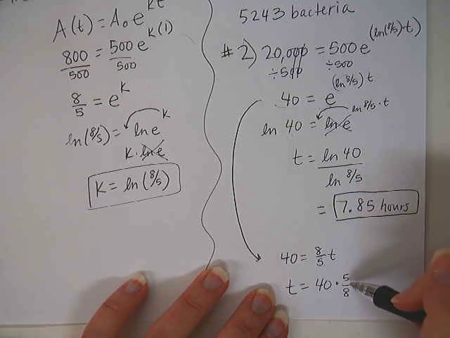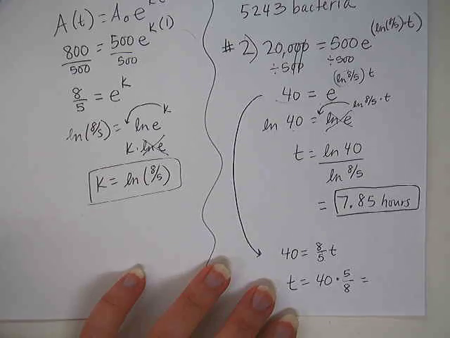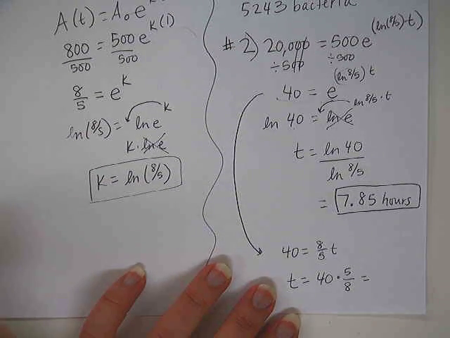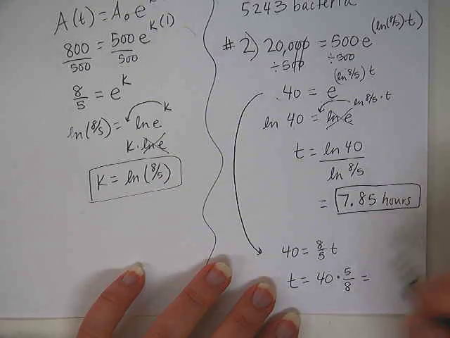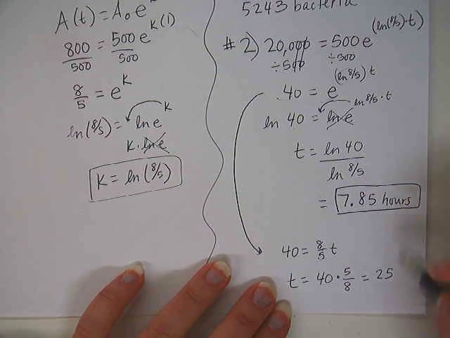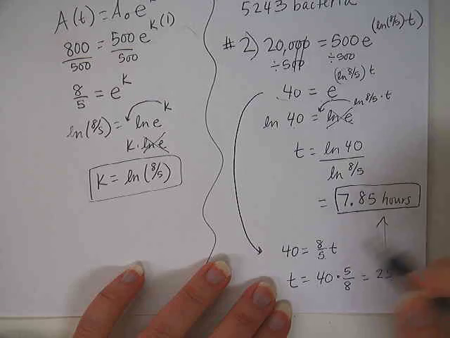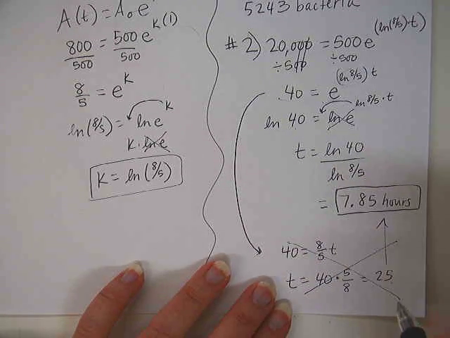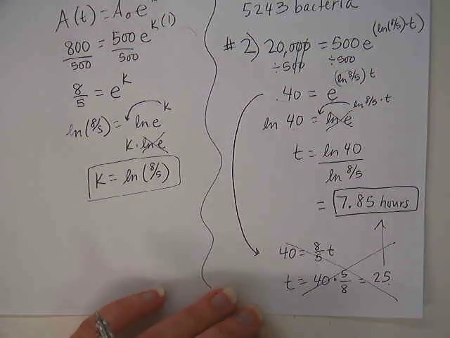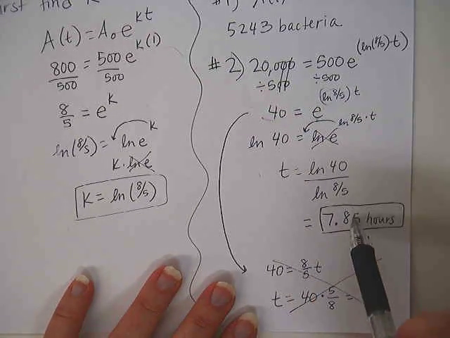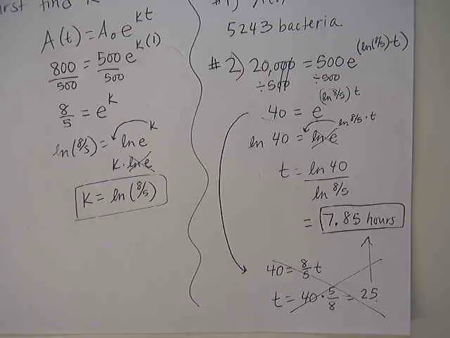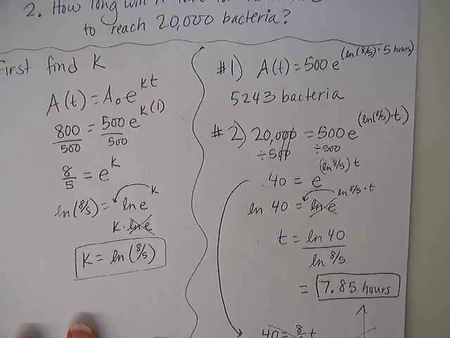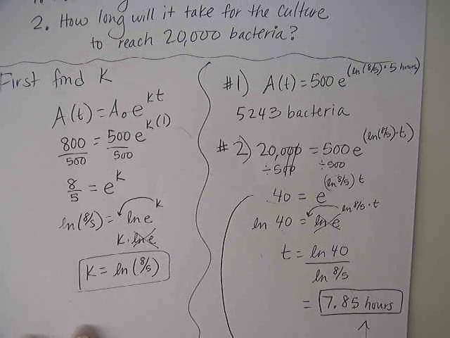So now the question is, will t equal 40 times 5/8? Because if I'm dividing by 8/5, it turns into 5/8. So let's see, 40 times 5 divided by 8, and we get 25. That is not the same answer as that, so I must be thinking wrong somehow. I'm going to have to look into this further, because I think there might be a shortcut. But we know it works this way because I know that that's the answer.